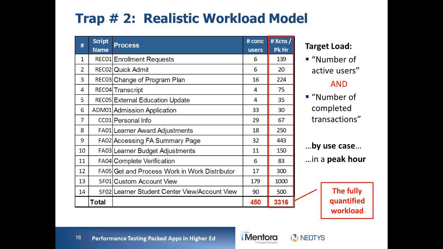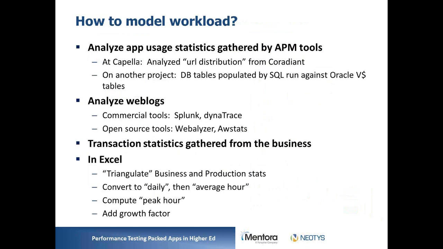your distribution of concurrent users for each of those workflows, but also how many transactions the business would expect to be able to complete in a peak hour. That second column that has a red border around it, that is really the fully quantified workload: peak users and peak transactions. Getting to those numbers is another place where you will be challenged, I believe.